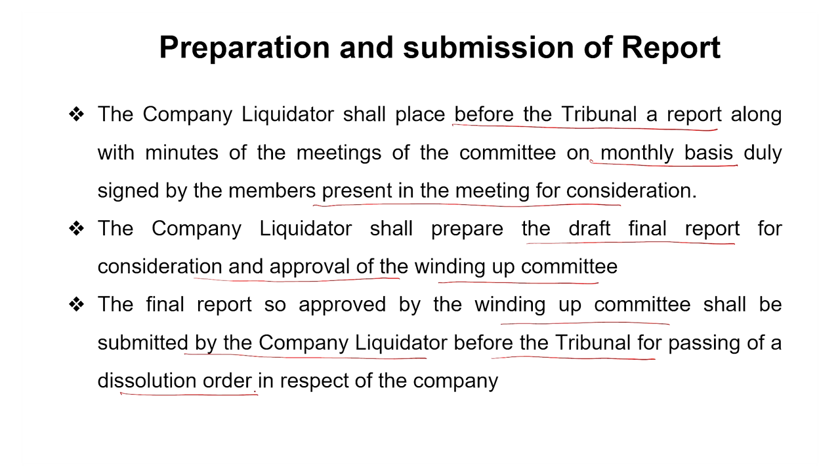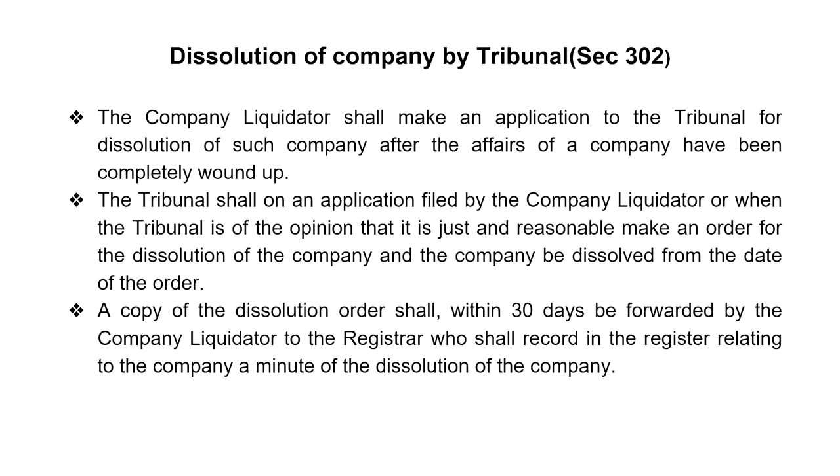So from the very first slide, there are a lot of differences between winding up and dissolution. Winding up is a process, and dissolution is the final end result of this winding up. Dissolution of the company by tribunal is dealt with by section 302. The company liquidator shall make an application. Again, the legislature uses the word shall, to the tribunal for dissolution of such company.